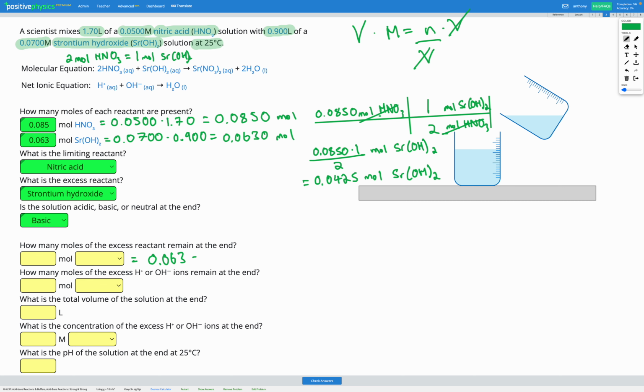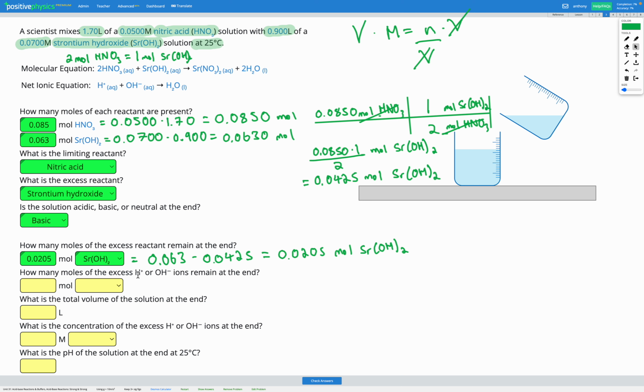And we need to subtract the number of moles that we know are going to get used up by the nitric acid, which we calculated was 0.0425 moles. If we put that into our calculator, we get 0.0205 moles of strontium hydroxide in excess. So we can fill that in here. We've got 0.0205 moles of strontium hydroxide.